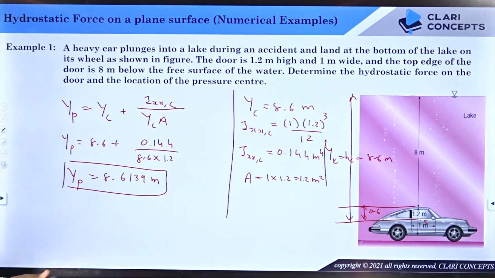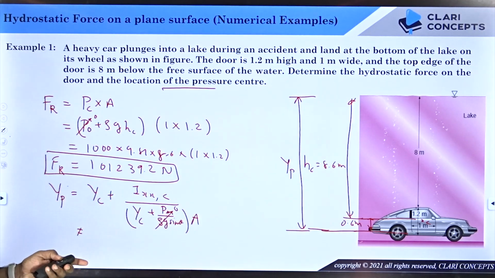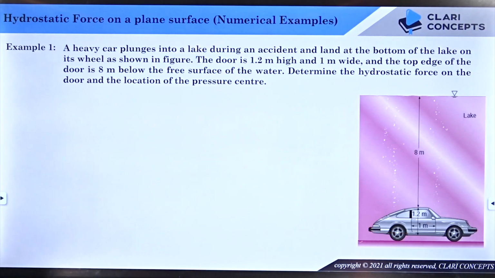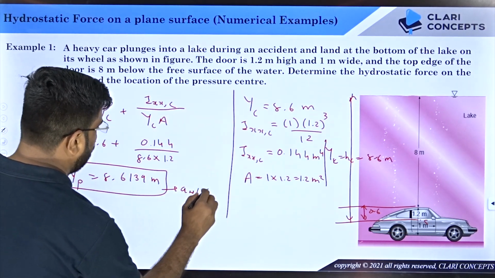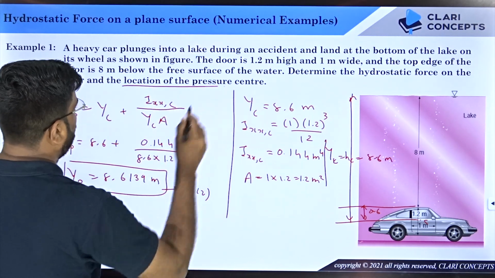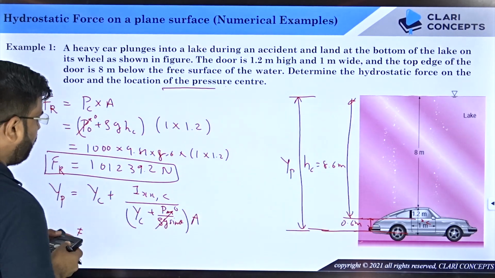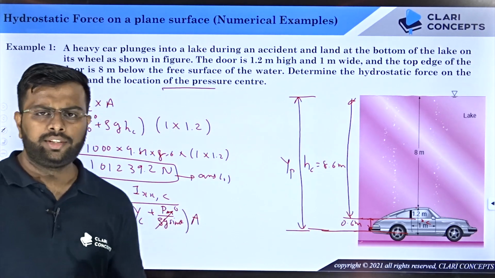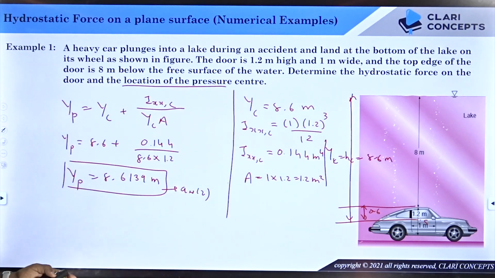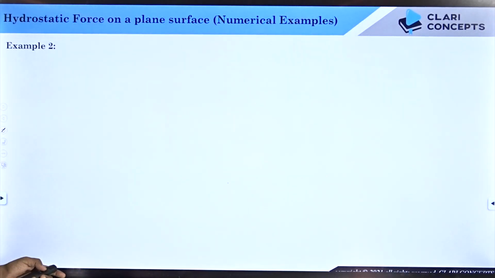101239 is the approximate value of the force. Let me check. 101239. Okay, perfect. This is the answer. So I hope you understood this. Answer 2 is about the location of the center of pressure, and this is answer 1 about the value of the hydrostatic force. Yes, so you can solve these examples in a similar way. Let us take one more example to give you more clarity on this.